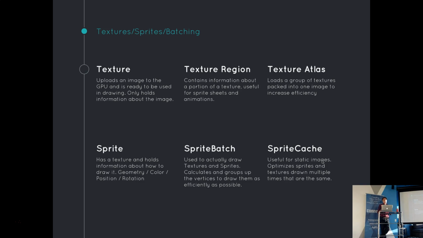And then there's the sprite cache, where if you're drawing lots of the same images, but they don't really change much, you can have the sprite cache store the vertex data and keep it on the GPU, and you don't have to keep pushing, and it'll just render it on its own.